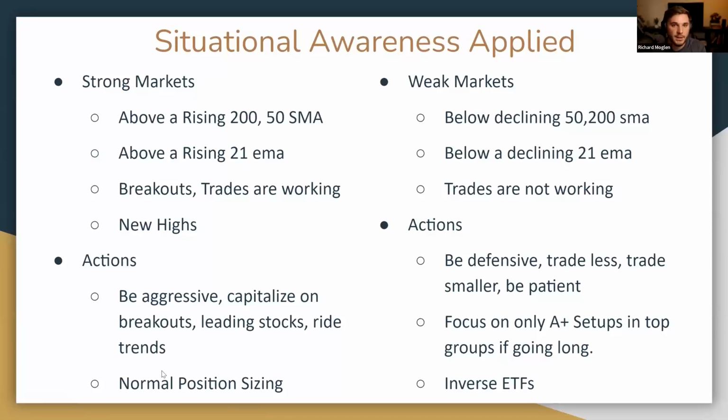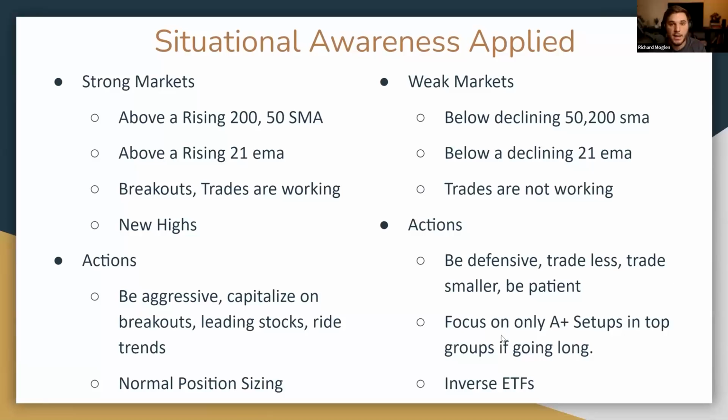However, in a market like here, which is a tough market to learn how to trade in, where we're below a declining 50, 200 SMA, below a declining 21 EMA, trades are not working. There's negative feedback when you put on a test long position. In this type of environment where it's very choppy, you want to be the opposite of this. You want to be defensive, trade less, trade smaller, and be patient.